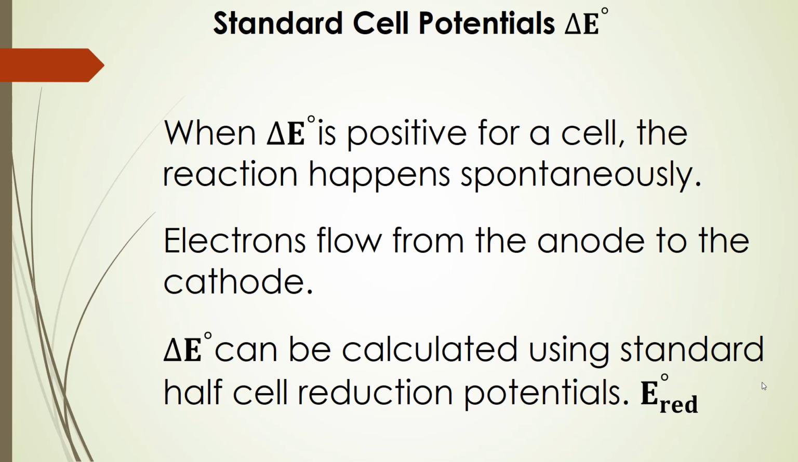Now, when the cell potential is positive for a cell, that means that reaction happens spontaneously. A little later on, we're going to see how that relates to delta G and how a positive cell potential results in a negative delta G, which means we have a spontaneous reaction. In this spontaneous reaction, electrons flow from the anode to the cathode. This cell potential can be calculated using standard half-cell reduction potentials, or sometimes just called standard reduction potentials. These are represented with E naught red, so red for reduction.